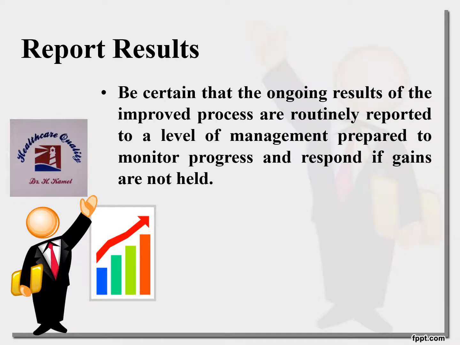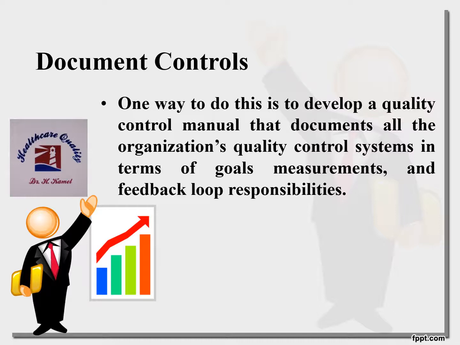Report results. Be certain that the ongoing results of the improved process are routinely reported to a level of management prepared to monitor progress and respond if gains are not held. Document controls. One way to do this is to develop a quality control manual that documents all the organization's quality control systems in terms of goals, measurements, and feedback loop responsibilities.